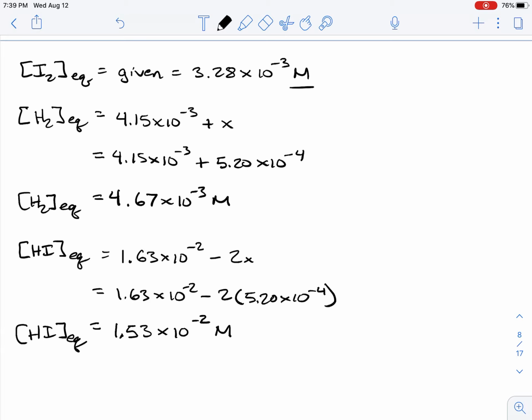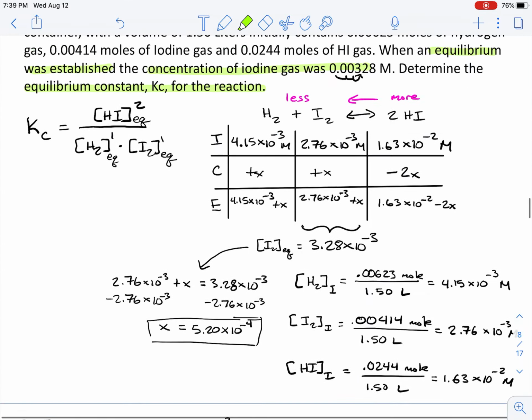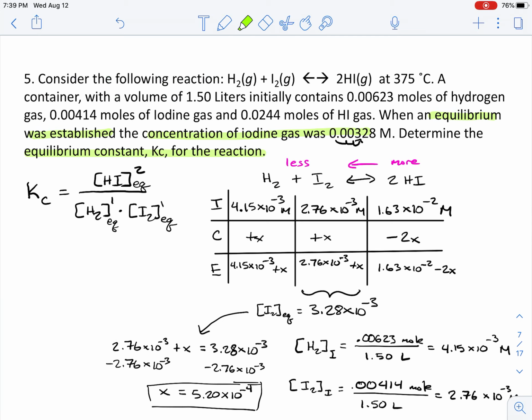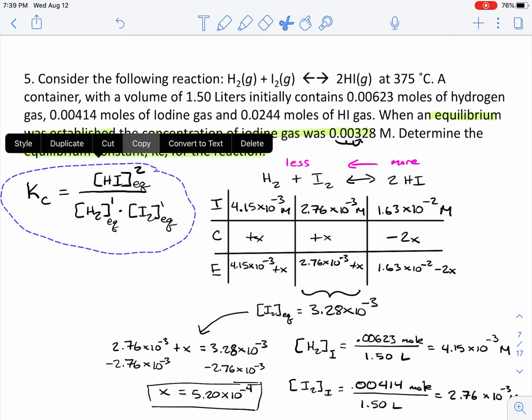So now that I have my equilibrium concentrations, I'm now going to go ahead and plug all of these numbers into my mass action expression to finally solve for Kc.